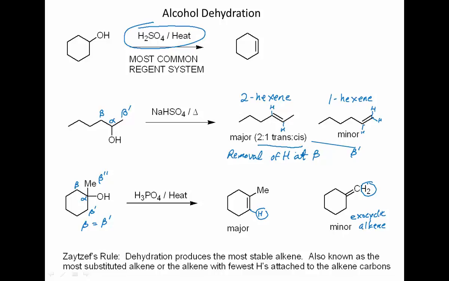Now, later in this course, we're going to encounter other things that affect alkene stability. So we're going to have to remember that it is the most stable alkene. But for right now, alkyl substitution is the one thing we know that's making an alkene more or less stable than another alkene.